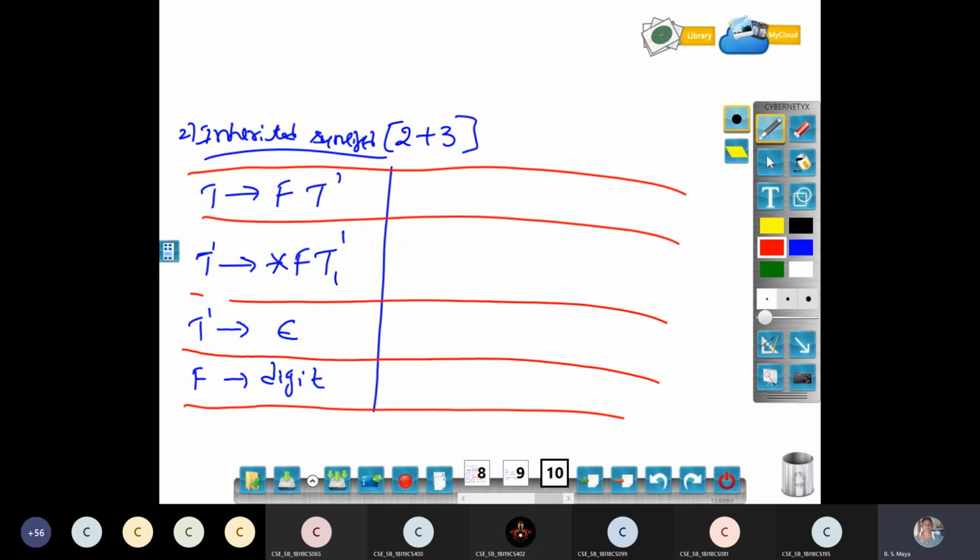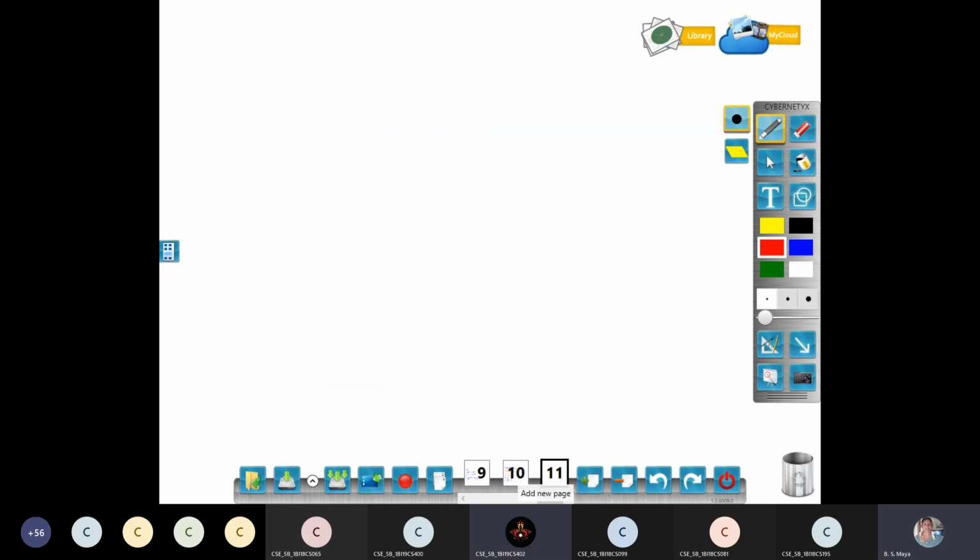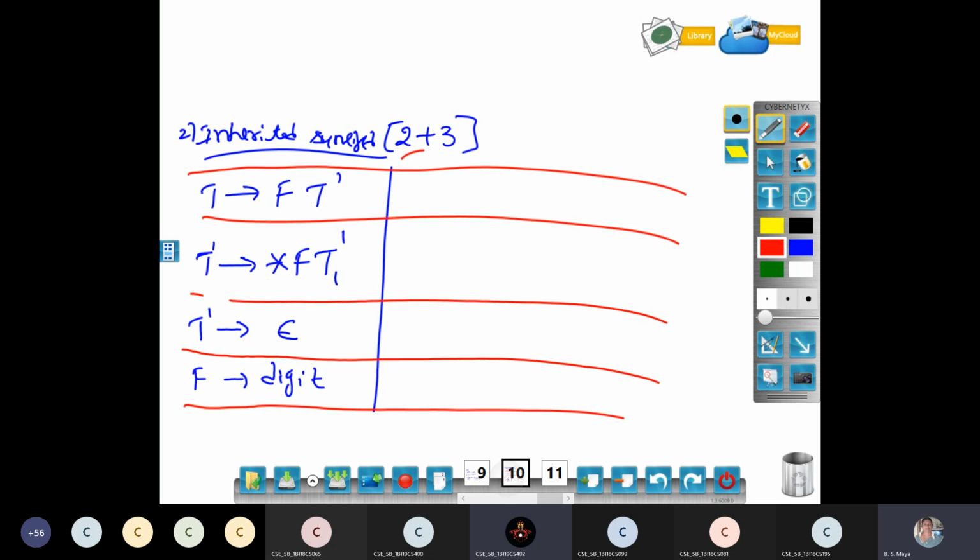In that, I will explain what inherited attributes are. Can you construct the parse tree for 2 plus 3 using this production? How to construct the parse tree? You start from the root. T derives what? T derives F T dash. After that, what?